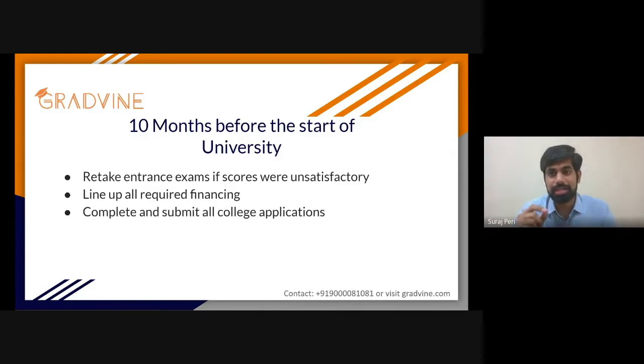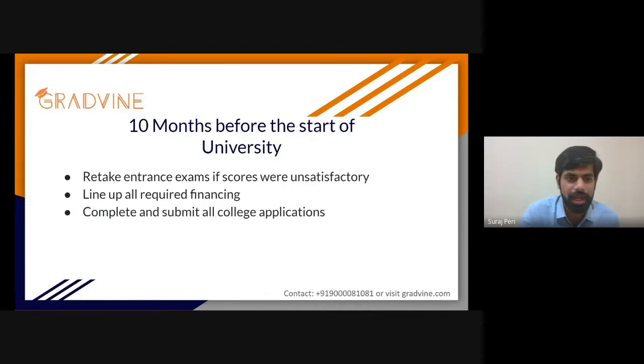And this is one of the biggest reasons why 90%, 98% of my students go to a top 50 university, and 52%, one in every two students that enrolls with us, goes to a top 10 university for that particular major. Therefore, this is absolutely critical. You want to be finishing off all of your applications as early as possible. Retake all of the entrance exams, etc. Line up all of your financing. Make sure you complete all of the applications, etc.